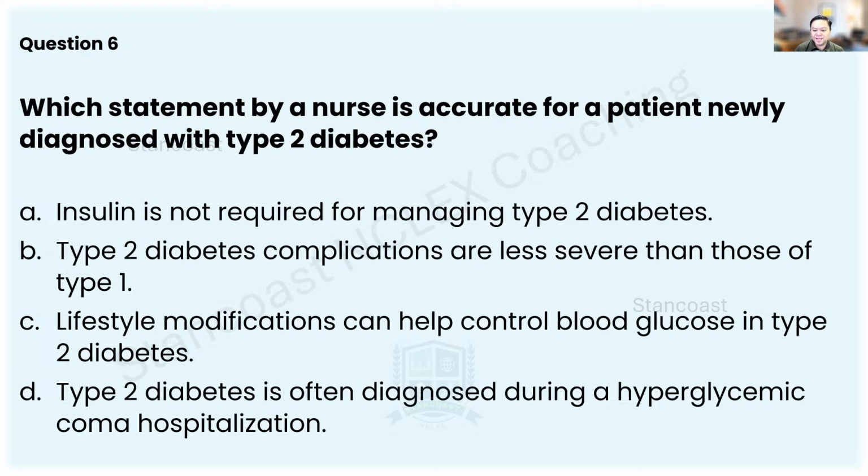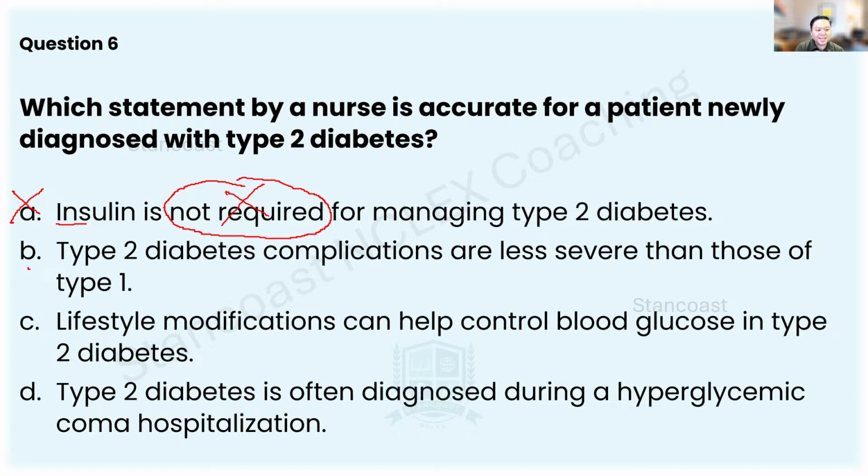Let's eliminate our options here. If you had answered letter A, insulin is not required for managing type 2 diabetes, mark that as incorrect already. This is actually needed or maybe necessary for some patients with type 2, especially if their oral hypoglycemic medications or lifestyle changes are not sufficient, then the medical provider may add insulin therapy for these patients. Okay, not required. That's a wrong statement.